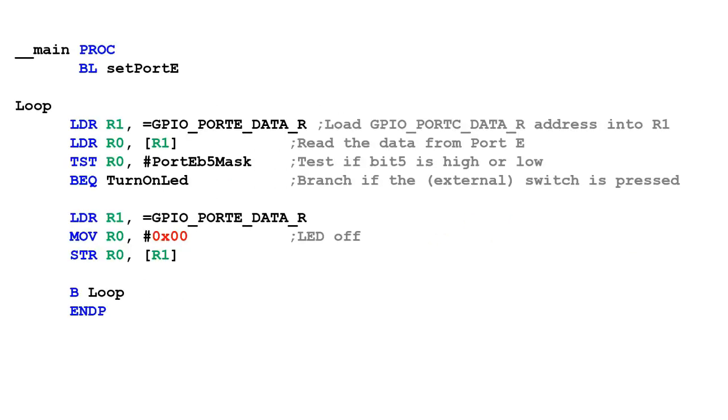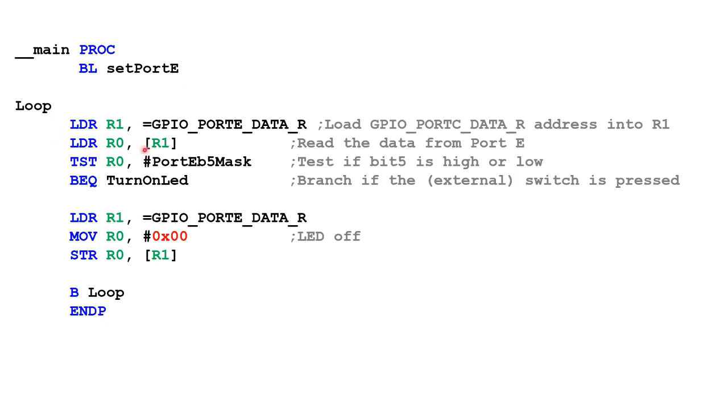Main program. So this is the beginning of the main program. It's __main, PROC. That's the directive for procedure, the beginning of the procedure. First is a branch to a subroutine called set port E. More on this coming soon.